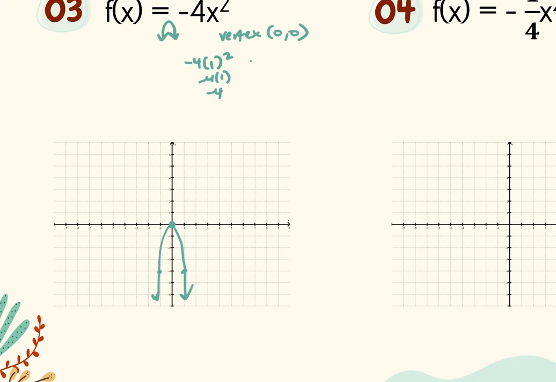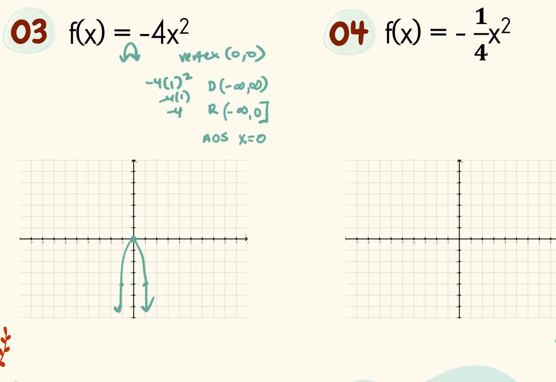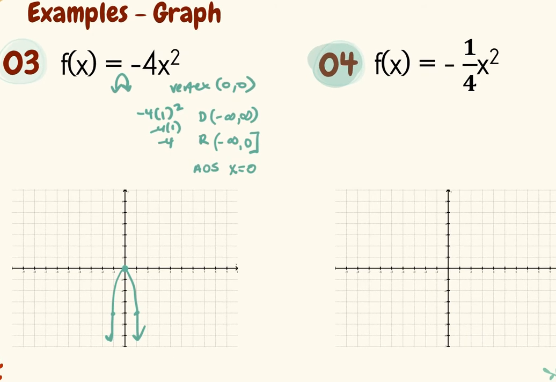What's the domain? All real numbers. Good. Negative infinity to positive infinity. What's the range? K. Oh no, it's negative infinity to K. Good, which this time is 0. And what's your axis of symmetry? 0. X equals 0. Don't forget that x equals. And then x and y intercepts both 0, 0 still. Okay. We're going to do this one tomorrow, so we'll come back to that one. It's just wider. That's all.